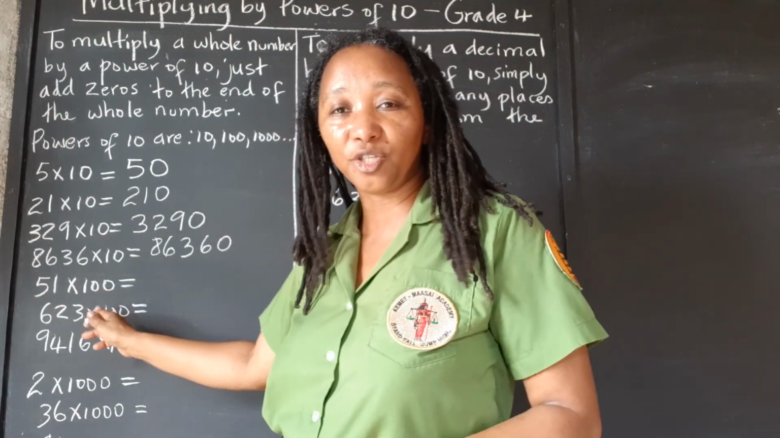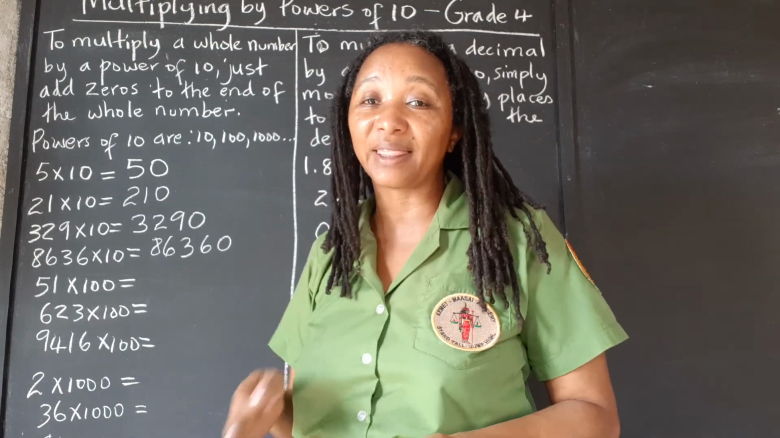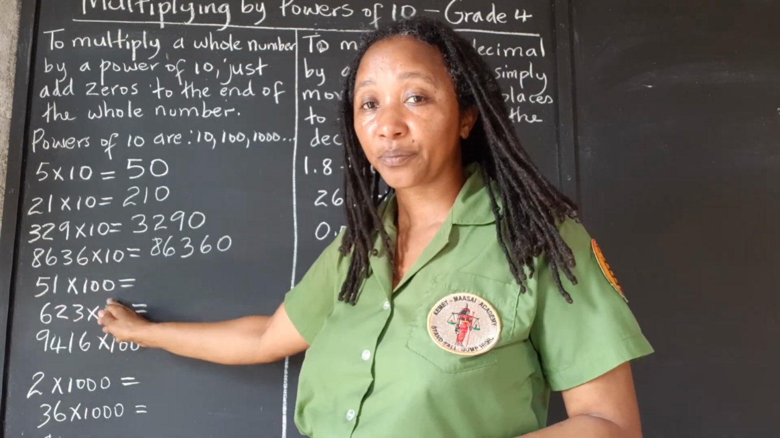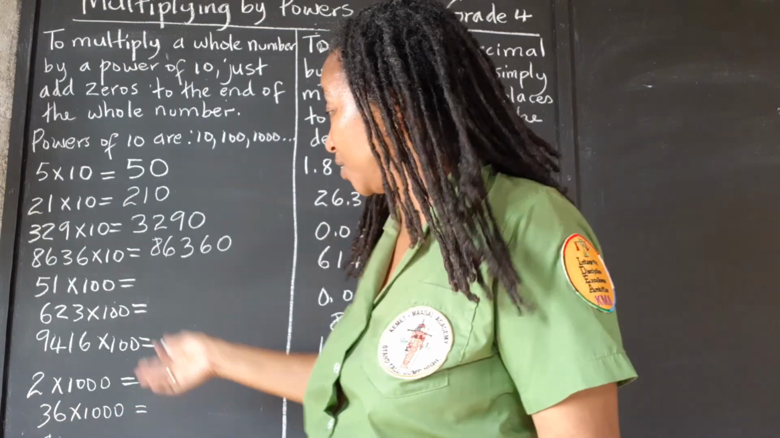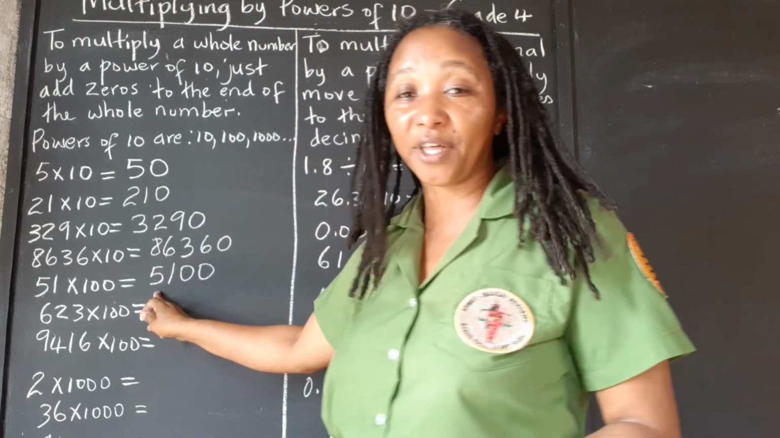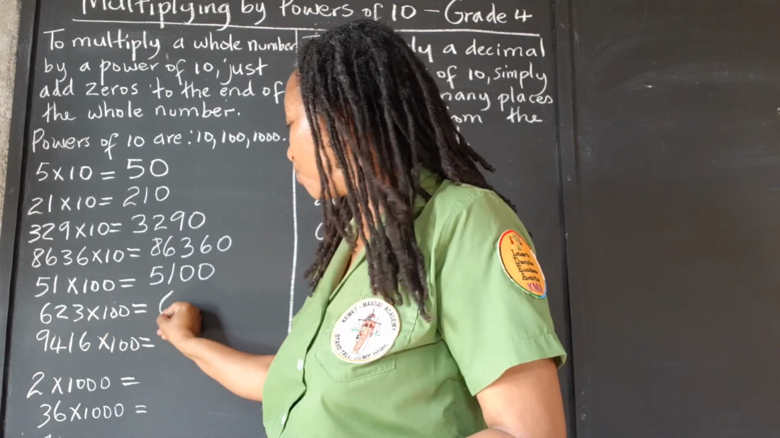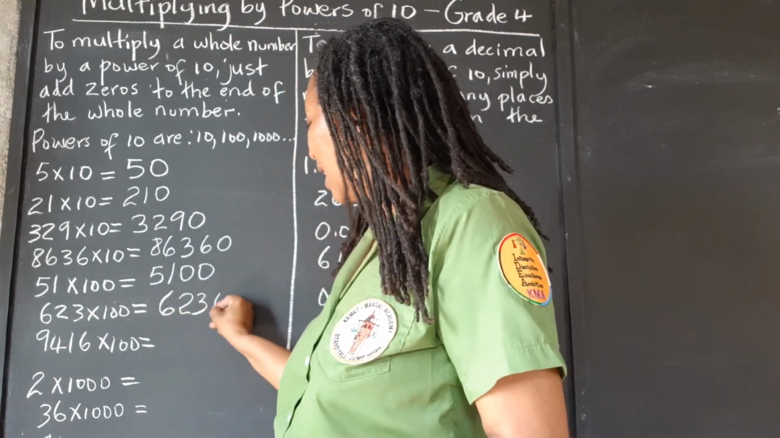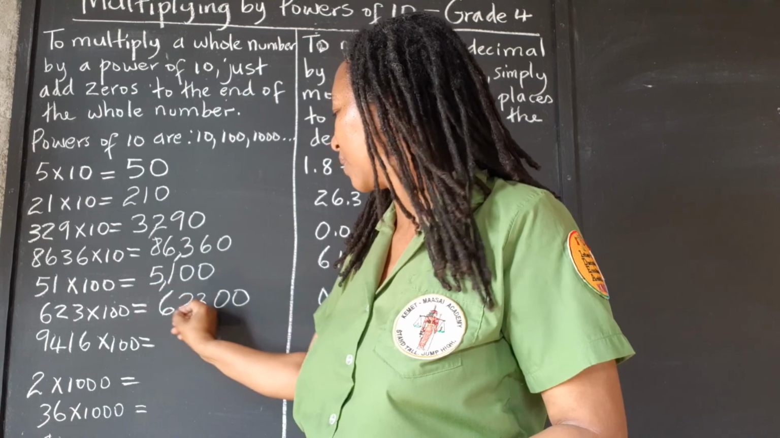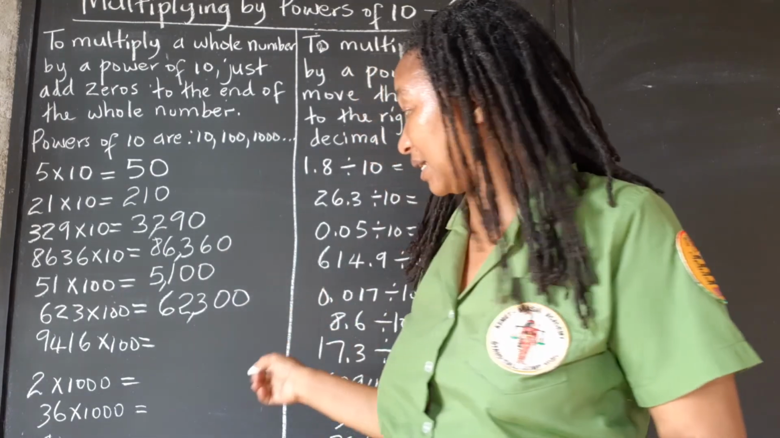Now we're multiplying by 100. So remember what it says, just look how many zeros we're multiplying by, add that number of zeros. So since 100 has 2 zeros, we're just going to add 2 zeros to the end. So 51 times 100 would give 5,100. 623 times 100, we just write back the 623 and add 2 zeros. So now it becomes 62,300. As simple as that.